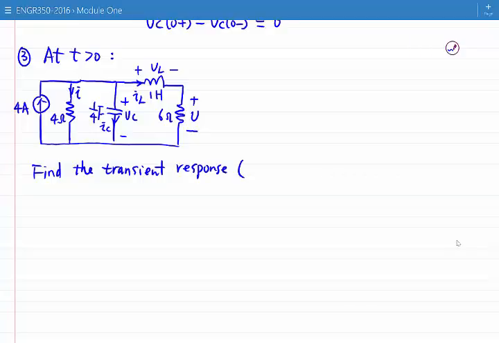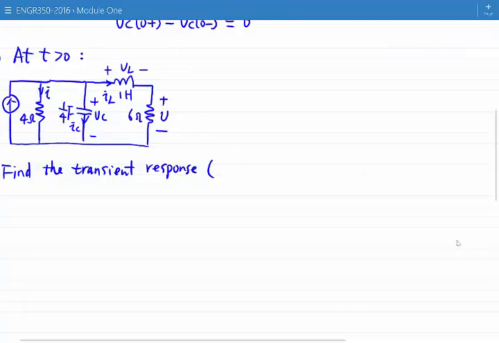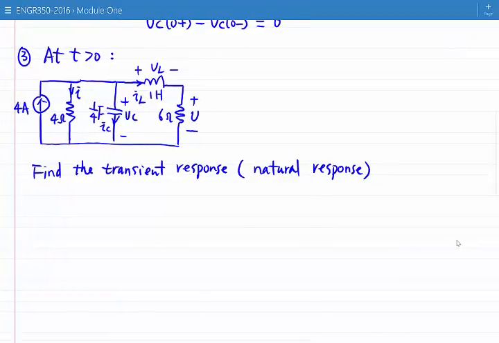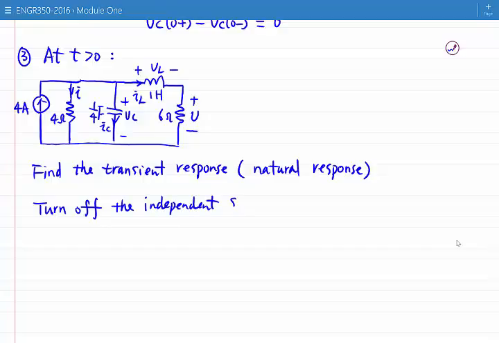So in this step, what I need to do is find the natural response. That means I should turn off my independent sources. In our case, this is a current source. We should turn off the current source. That means we should open circuit our current source to turn it off.